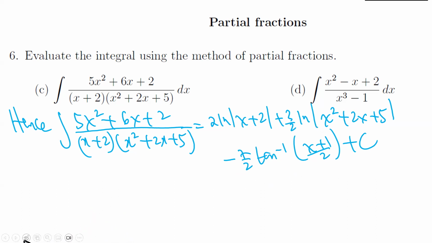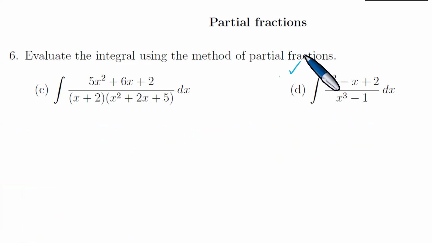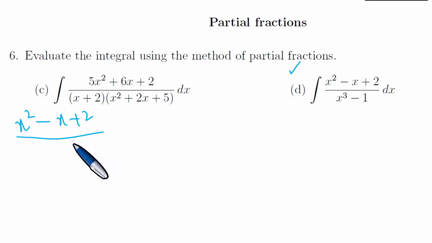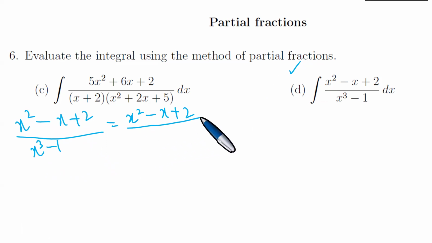Okay, now let's look at part D. To look at part D, you need to look at the partial fraction decomposition of x squared minus x plus 2, divided by x cubed minus 1. It's x squared minus x plus 2 all divided by x cubed minus 1.